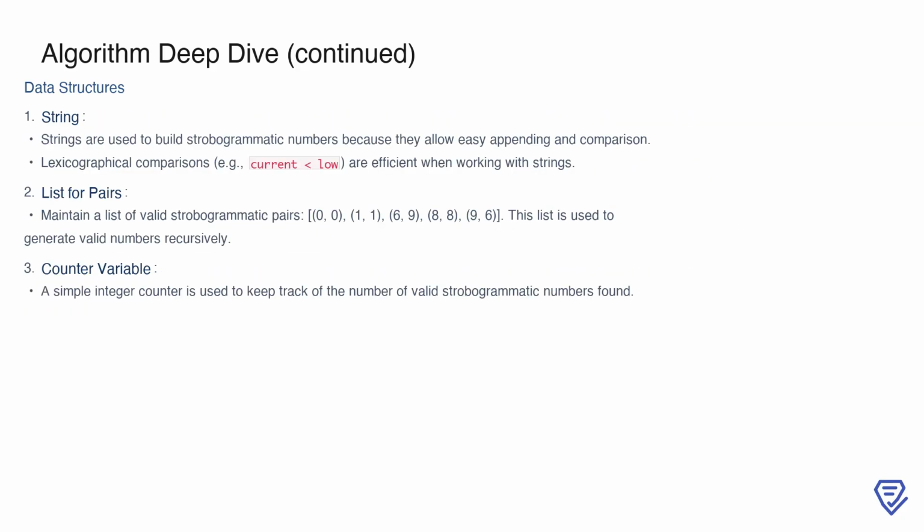The algorithm relies on specific data structures to manage the generation and validation process. Strings are central to building strobogrammatic numbers since they allow easy appending at both ends and facilitate lexicographical comparisons, such as checking if the current number is less than low. A list is used to store the valid strobogrammatic pairs, like 0, 0, or 6, 9, which are referenced during recursive generation. Finally, a simple counter variable is maintained to track the number of valid strobogrammatic numbers found. These basic yet effective data structures ensure the algorithm remains clean and efficient.